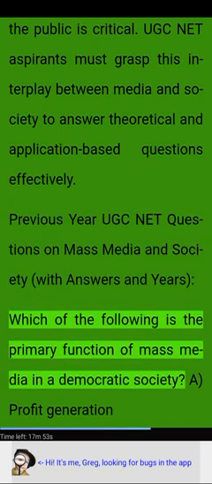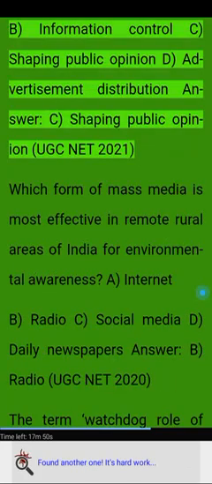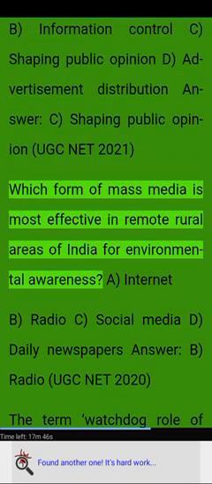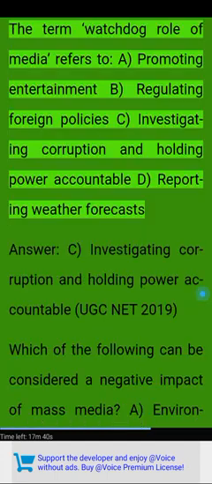Which of the following is the primary function of mass media in a democratic society? A. Profit generation. B. Information control. C. Shaping public opinion. D. Advertisement distribution. Answer: C. Shaping public opinion. UGC NET 2021. Which form of mass media is most effective in remote rural areas of India for environmental awareness? A. Internet. B. Radio. C. Social media. D. Daily newspapers. Answer: B. Radio. UGC NET 2020.